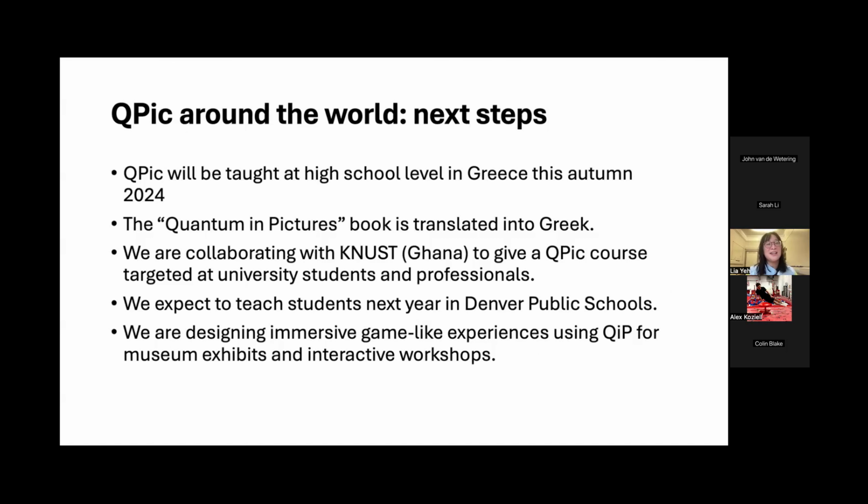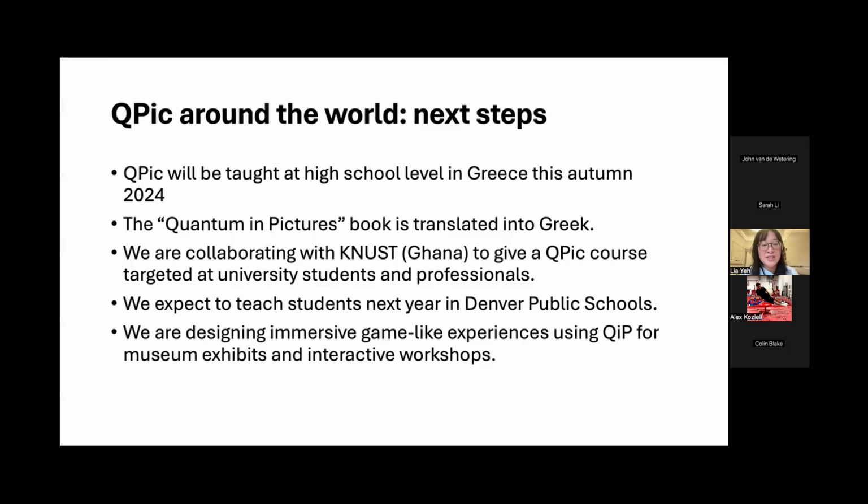Finally, yes, this last slide, some future work and ongoing work that's happening. It says quantum pictorialism will be taught at high school level in Greece this autumn 2024. It actually started a month ago, so that's very exciting. The Quantum and Pictures textbook has already been translated into Greek. And in addition, there's currently a quantum pictorialism course given at NUST University in Ghana, given to university students and professionals, so undergraduate, graduate, and professionals.